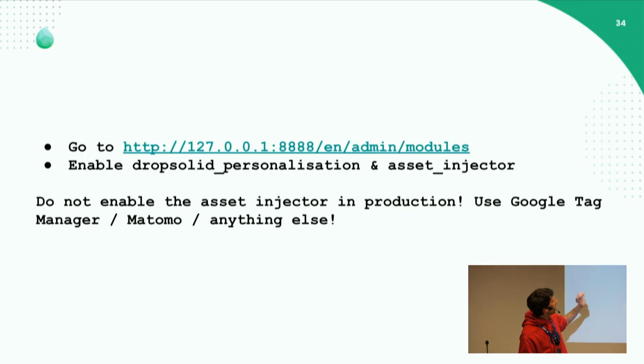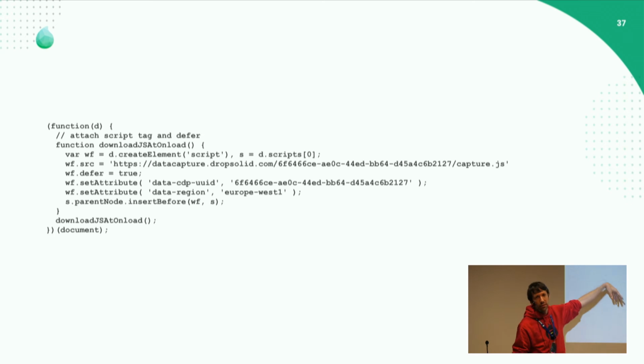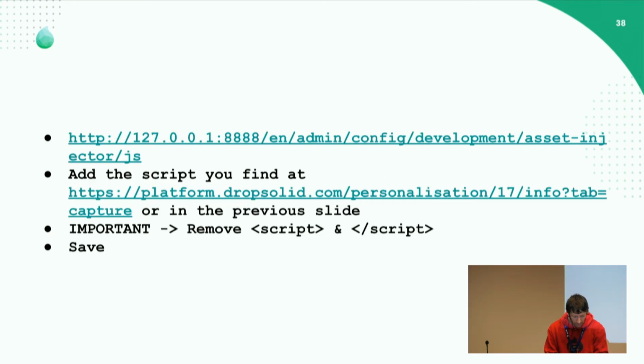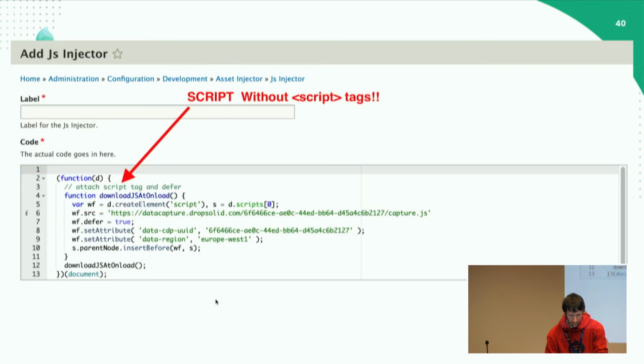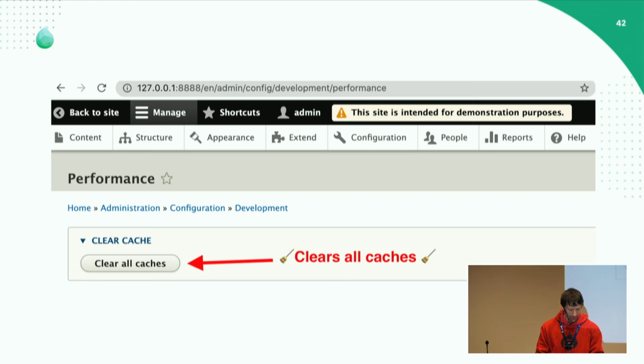And then it's fairly easy, just enable the two modules and then you can add the tracking script. This is the tracking script from the Drupal platform. Basically, in Unomi itself there's also a tracking script, but then you still have to host it somewhere, so that's why I'm not using it here. And then basically it's done. This is the asset injector, don't do this. And configure connection, where's Unomi? This is similar to Solr or any of the other stuff. This is still a button. I know many of you do this with Drush, but this is a demo, so we do this with buttons.